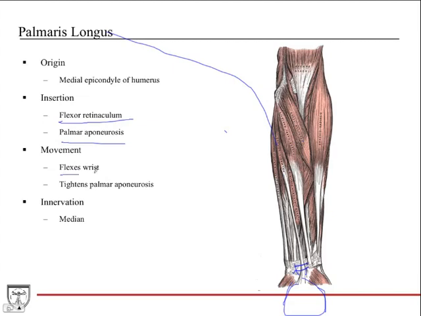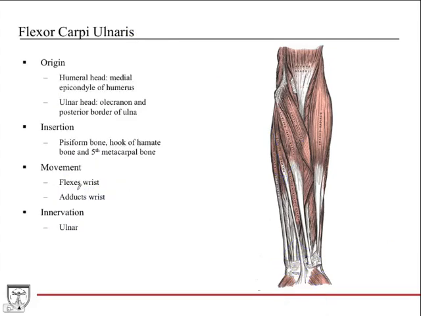Now what it does is it flexes the wrist, because it does cross the wrist joint here. So this is your wrist joint. And it's not a major flexor of the wrist, but it does cross the joint and helps with some flexion. It also tightens the palmar aponeurosis because it inserts directly onto it; when it contracts, it's going to pull on this palmar aponeurosis. Innervation here, median nerve.